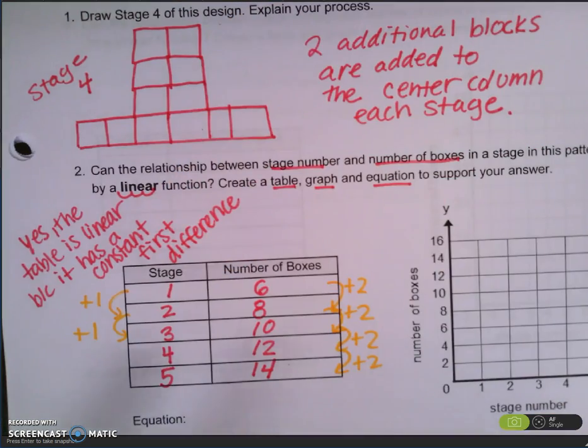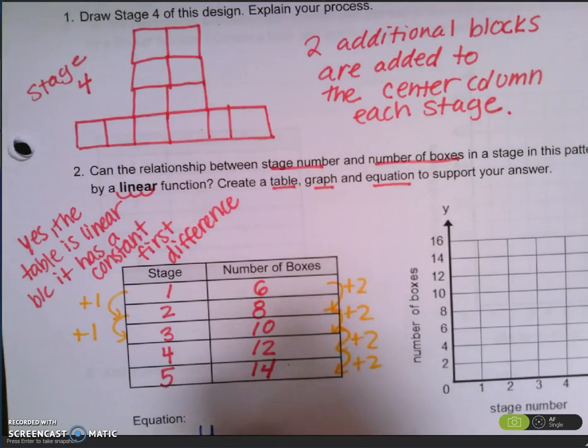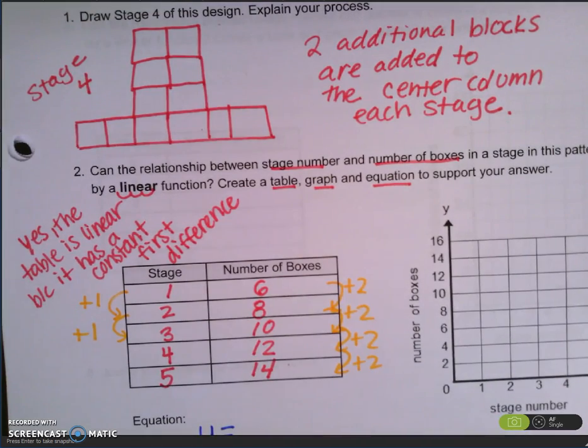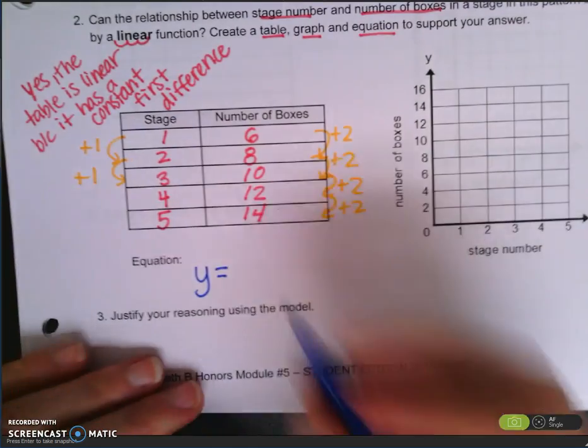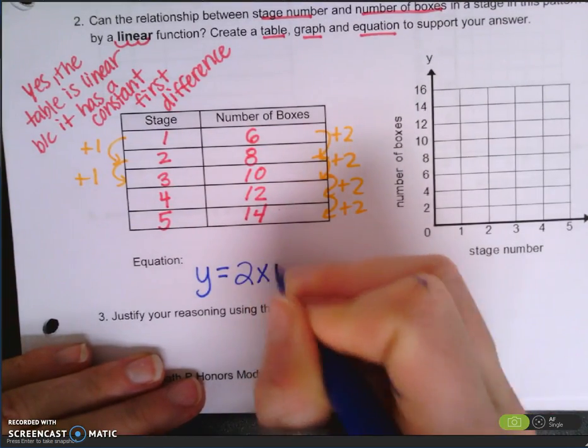Go ahead and write an equation that represents this situation. Remember, we said that y is the number of boxes. So y equals, what's your rate of change? How many boxes do you start with initially at stage 0? Write the equation in slope-intercept form. Let's check in. Did you get y equals 2x plus 4?